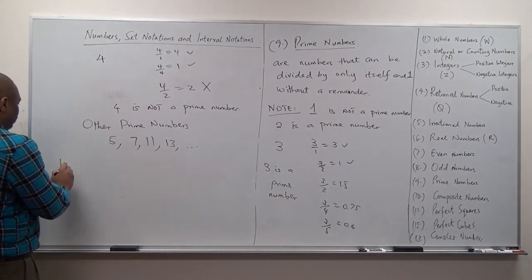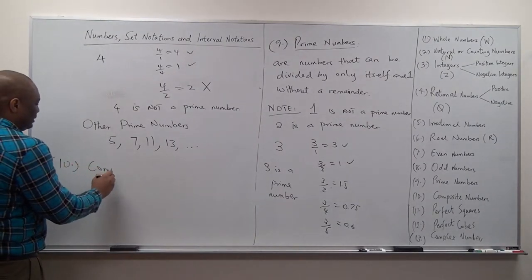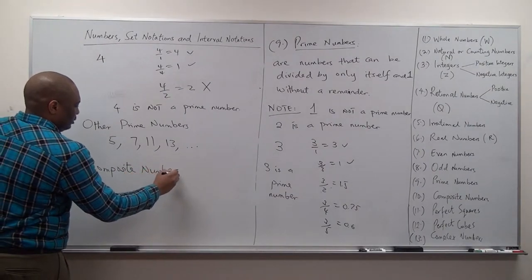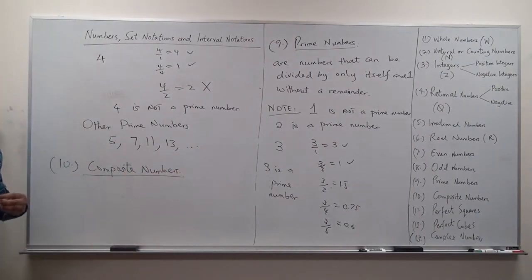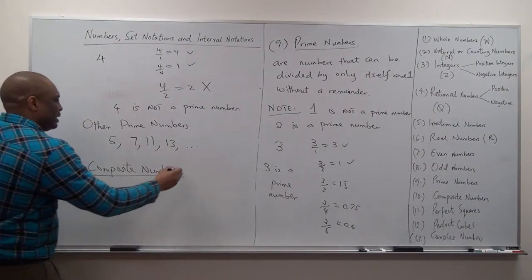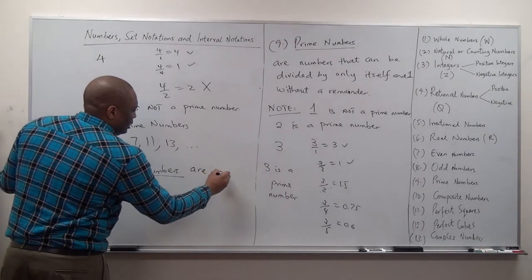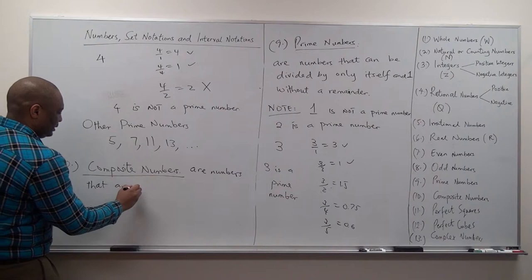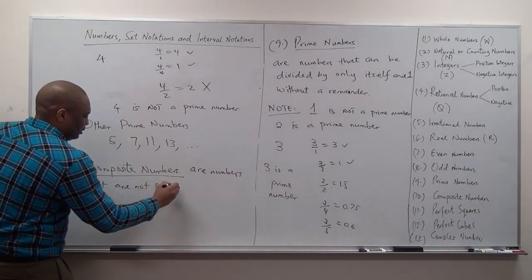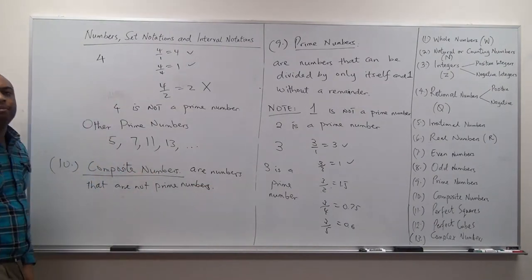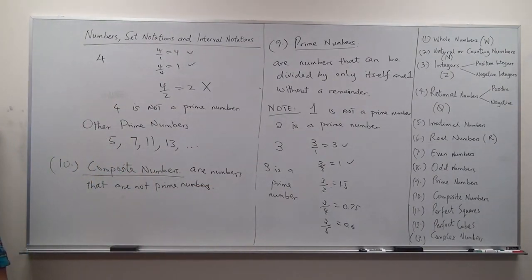The next set of numbers we'll be doing are the composite numbers. Composite numbers are very easy. Composite numbers are numbers that are not prime numbers. Just like saying that the opposite of prime numbers are composites. Numbers that are not prime numbers.